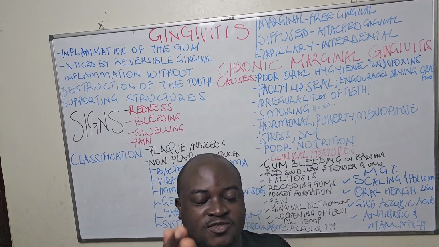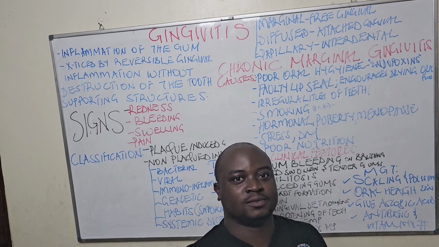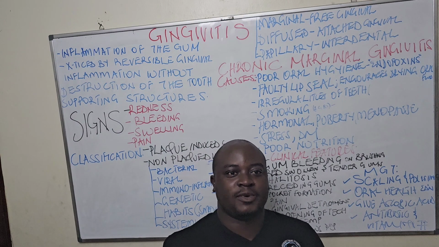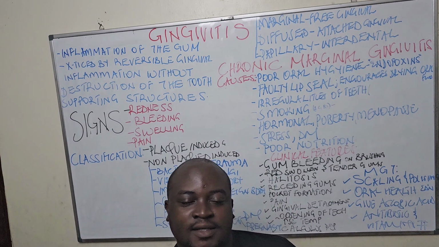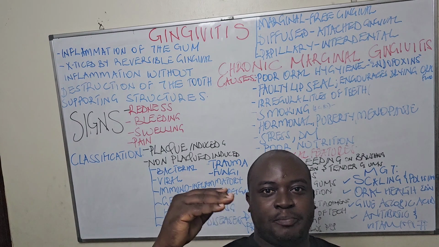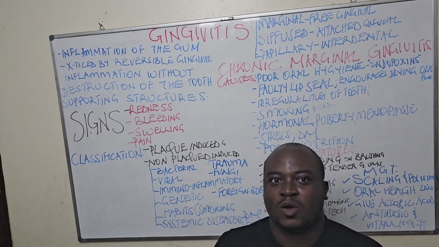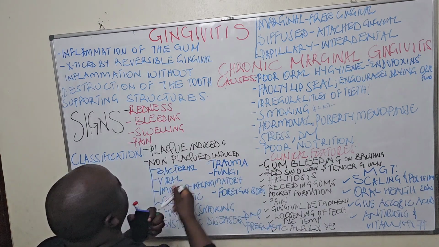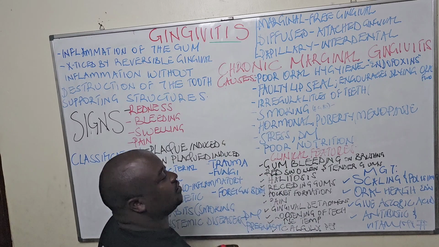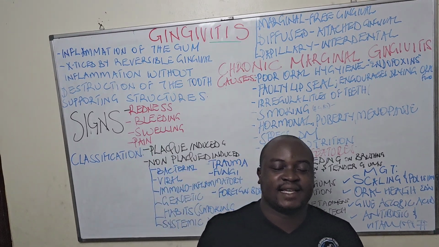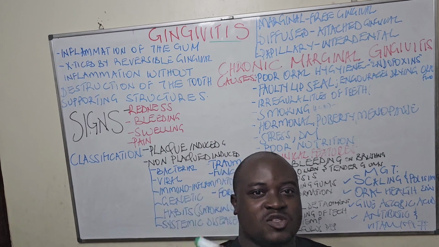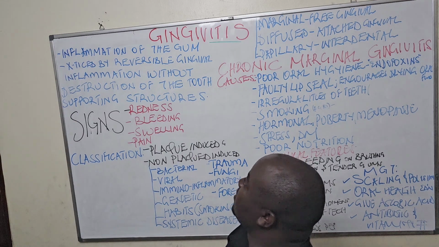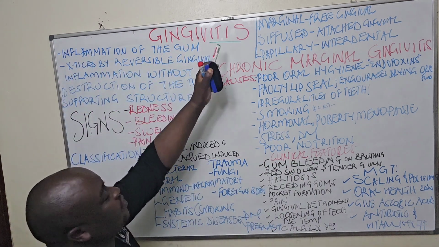This is our next video about gingivitis. Like we have talked about already, the gingiva is part of the periodontium. And once we are talking about gingivitis, we are putting "itis" at the end. It means the inflammation of the gingiva, or the gum.